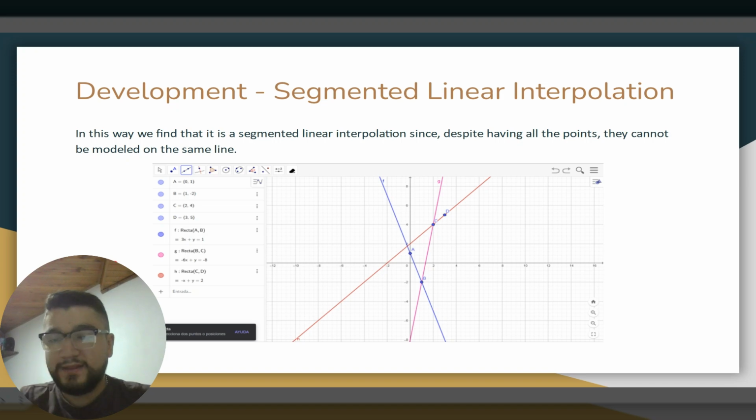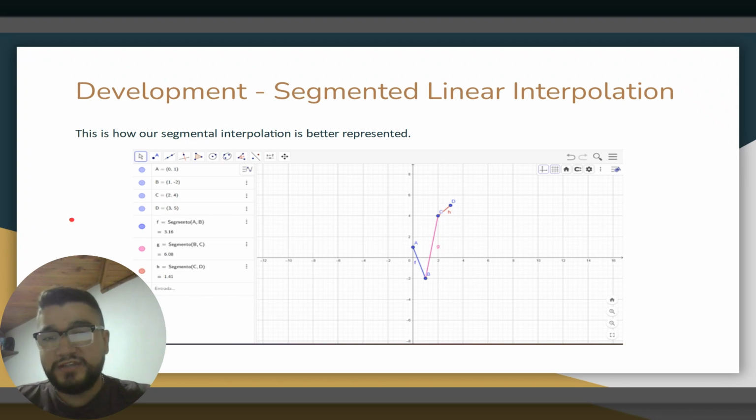In this way, we find that it is segmental linear interpolation, since despite having all the points, they cannot be modeled on the same line. This line: point A to B, B to C, C to D. This is how our segmental interpolation is better represented: line F, line G, line H.